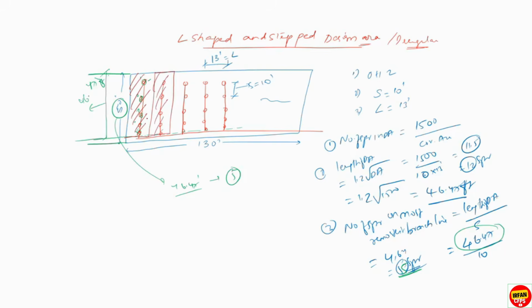Again, this area is also clear. So 1, 2, 3, 4, 5, 6, 7, 8, 9, 10 sprinklers. But which 2 sprinklers will you consider now to make it 12? Will you consider these 2 sprinklers or these 2 sprinklers? Mostly people, or the designers, consider these 2 sprinklers. That is not correct. We have to consider the 2 sprinklers which are near to the cross main.